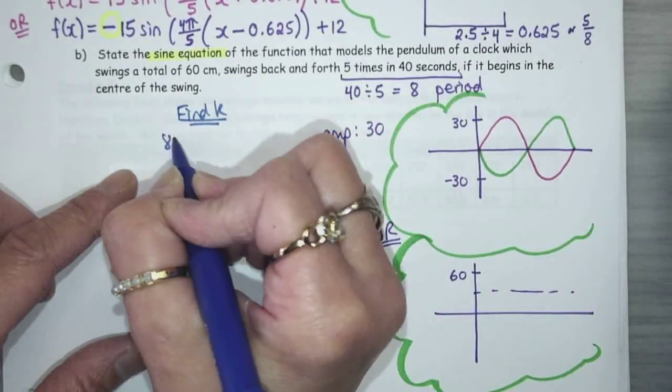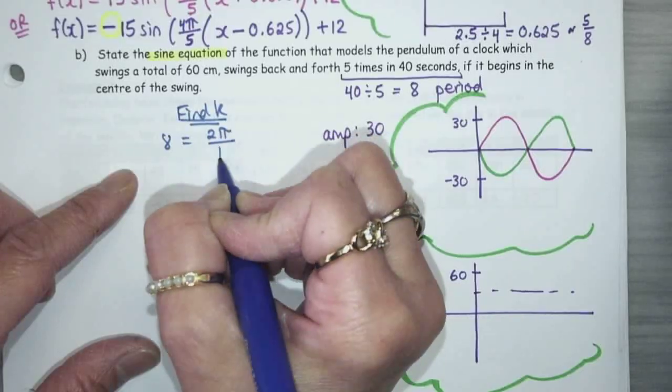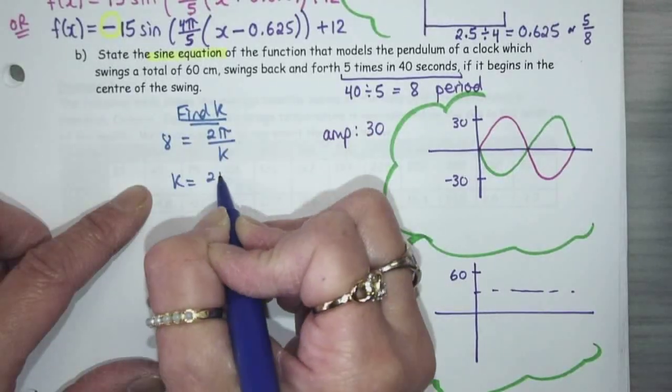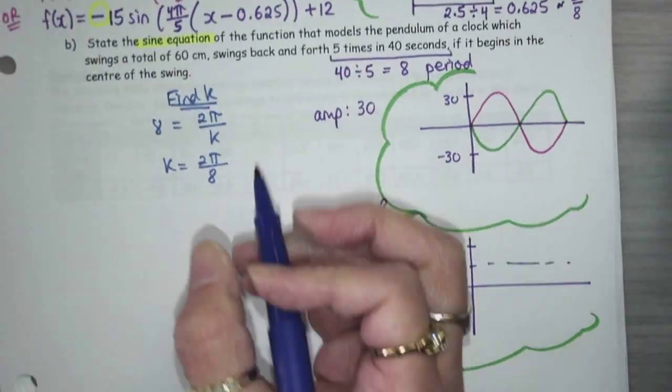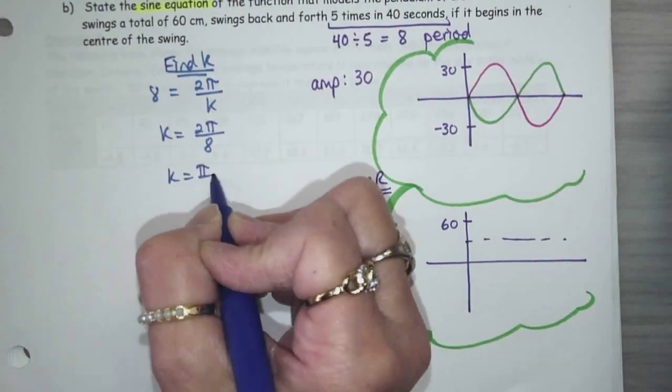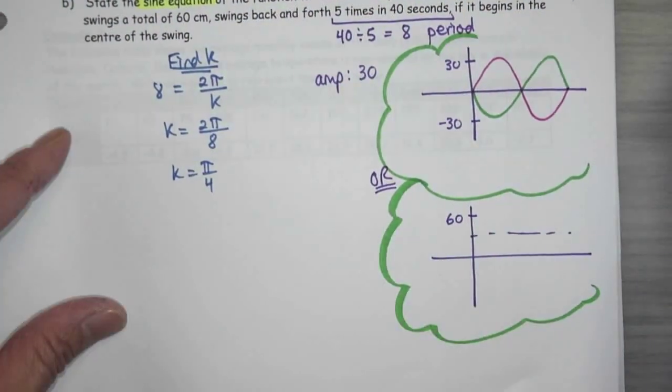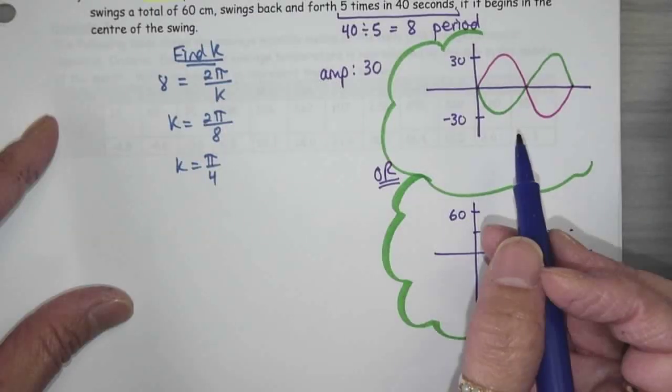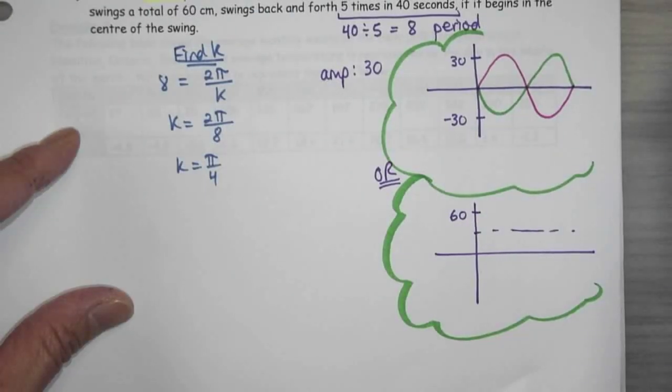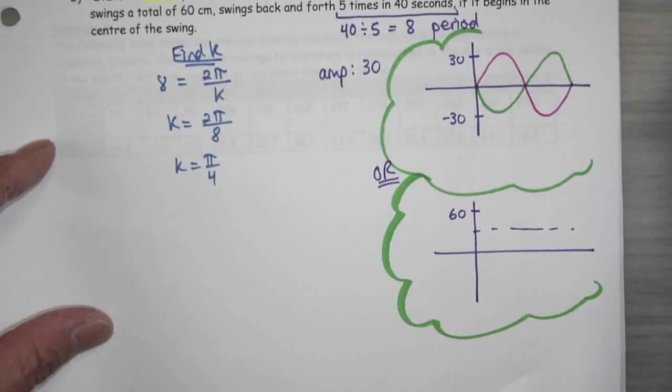So this will be 8 equals 2 pi over k. k equals 2 pi over 8. And yes, I know people can do this faster. It's pi over 4. So we got that. Do I need anything else? Nope, there's no shift. See, I gave you a nice one. Okay, and let's write the equation then.